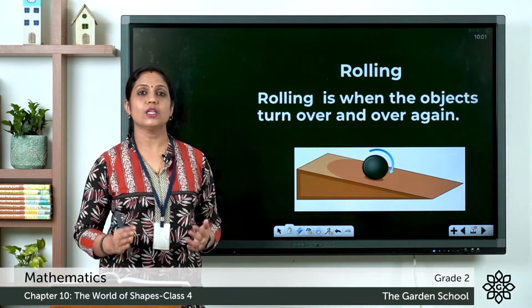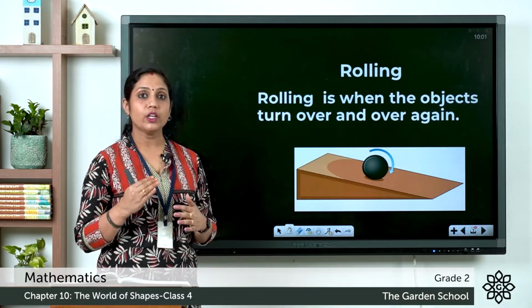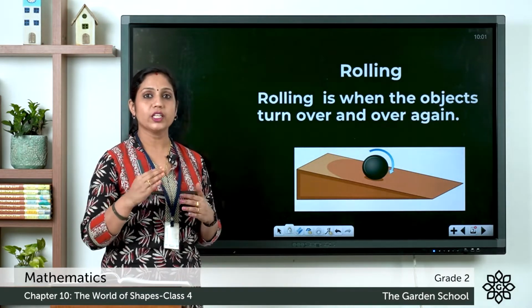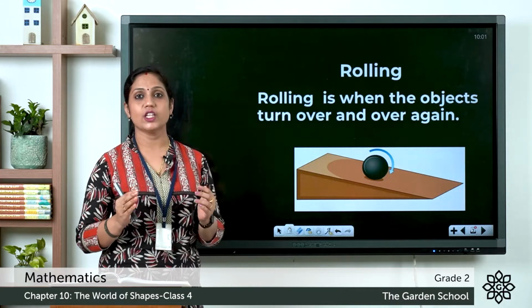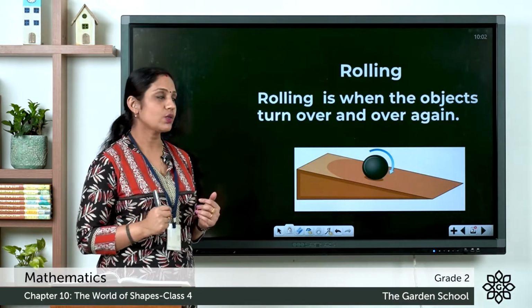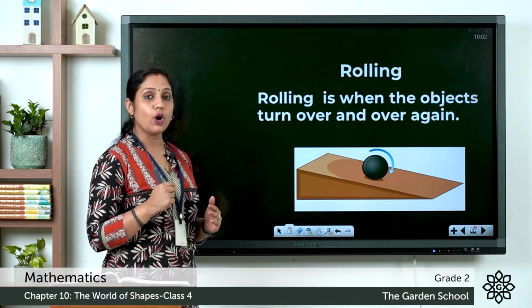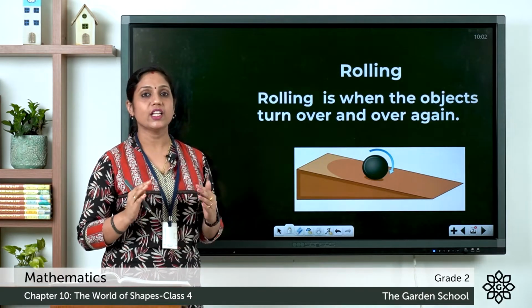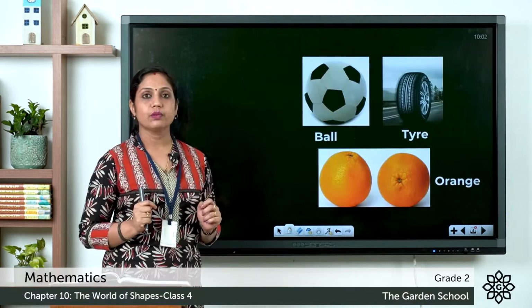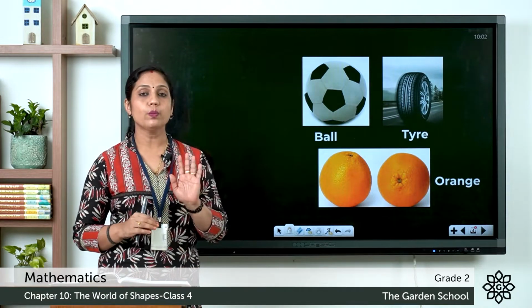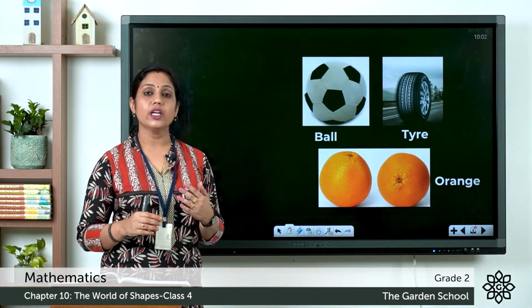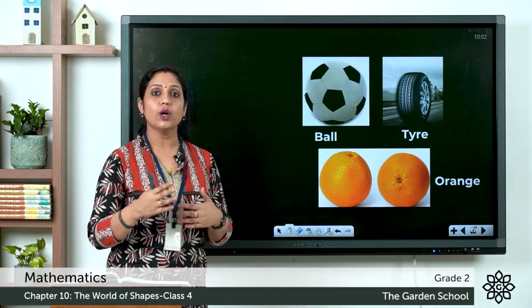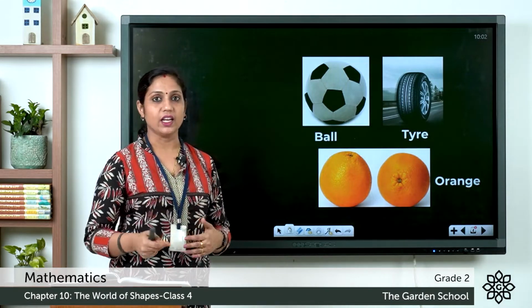So first let's learn what is rolling. When you push an object, when the object keeps on turning, we can say that the object is rolling. So what is rolling? Rolling is when the objects turn over and over again, we can say that the object rolls. Let's take a ball. When you push a ball, how does that go? It rolls, right? It keeps on rolling.